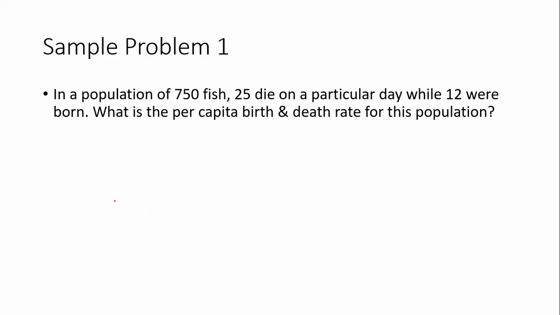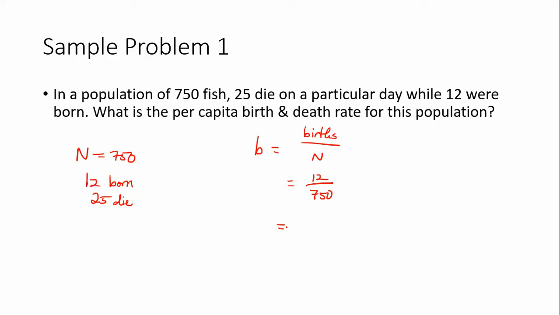So in a population of fish, we have 750 fish. The number of births is going to be 12. 25 die. And if we're calculating the per capita birth rate, that's going to be number of births divided by n, which would be 12 divided by 750, or that would be 0.016.